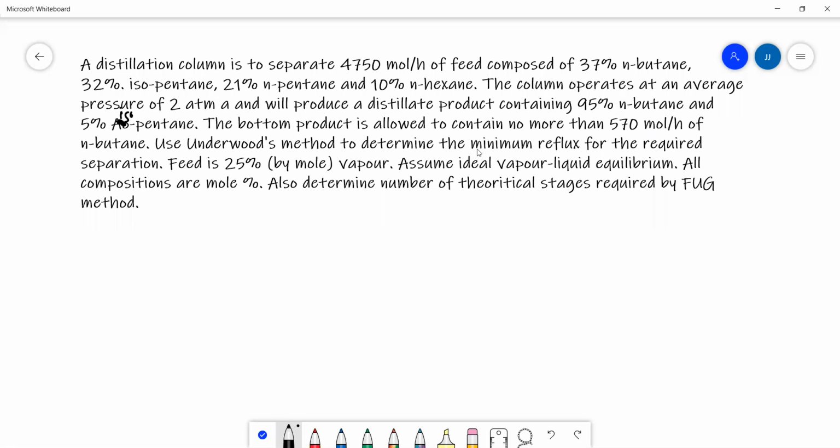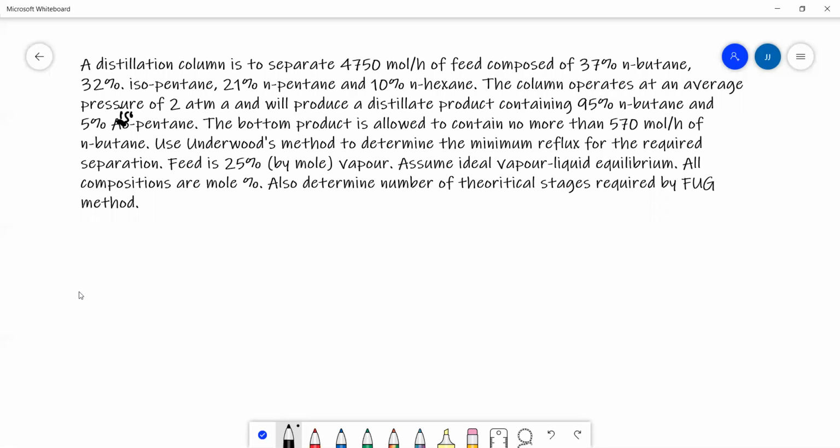Now the feed is 25% by mole vapor. How much is the feed? 25% vapor. Also assume ideal vapor liquid equilibrium. All compositions are in mole percentage. Also determine the number of theoretical stages required by the FUG method. We have already seen the FUG method.